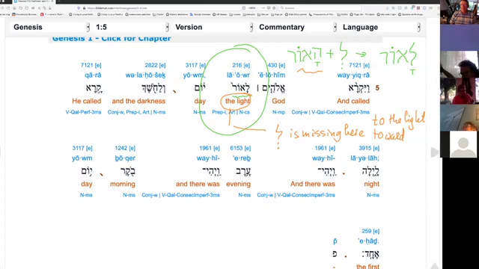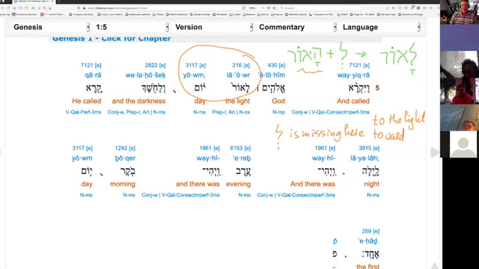So Vayikra Elohim laor yom. So there is a deeper meaning that he calls laor yom and not haor yom. It implies, oh my gosh, this can't be read. Let's get rid of this so you can see what I'm doing.